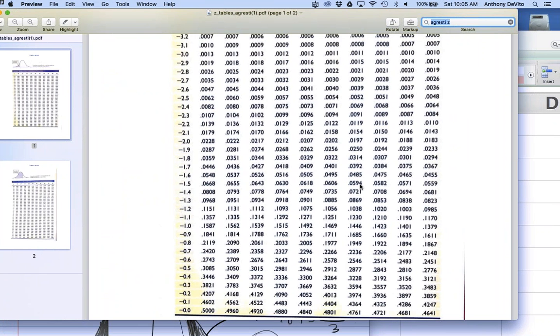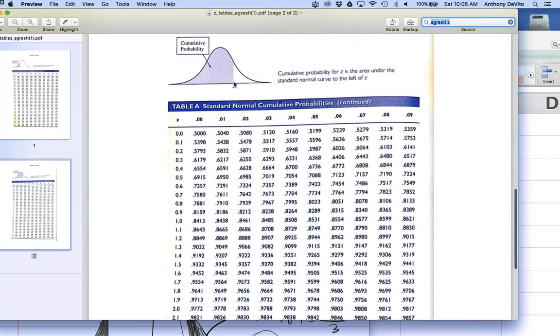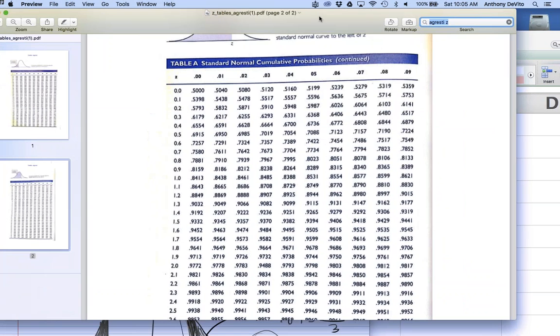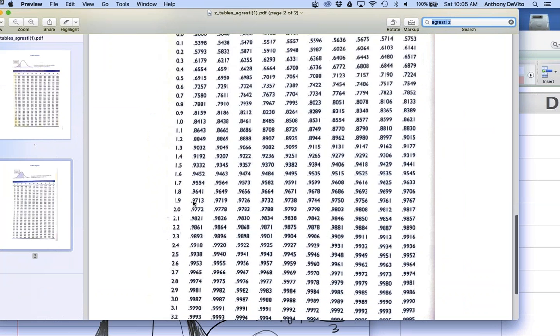So the area to the left of a z-score of negative 1.56 would be about 6%. Now we're on the right side of the mean, but we're still talking about the area to the left. If I wanted to know the area to the left of a z-score of 1.71, well, 90.956% of the distribution is to the left of that value.